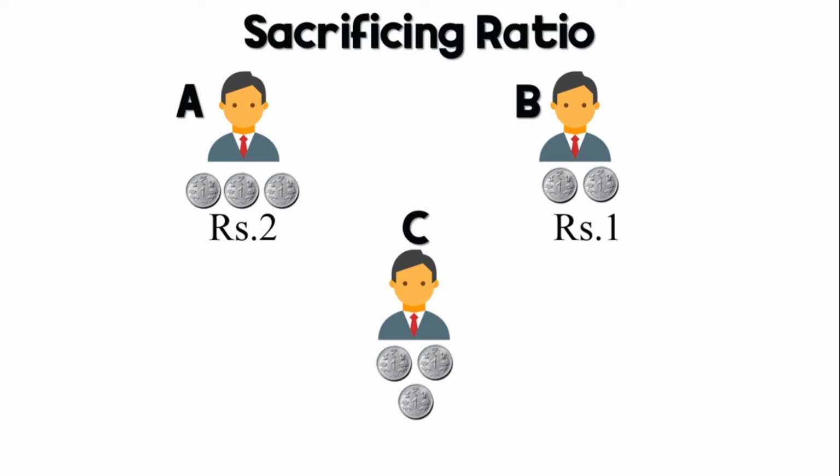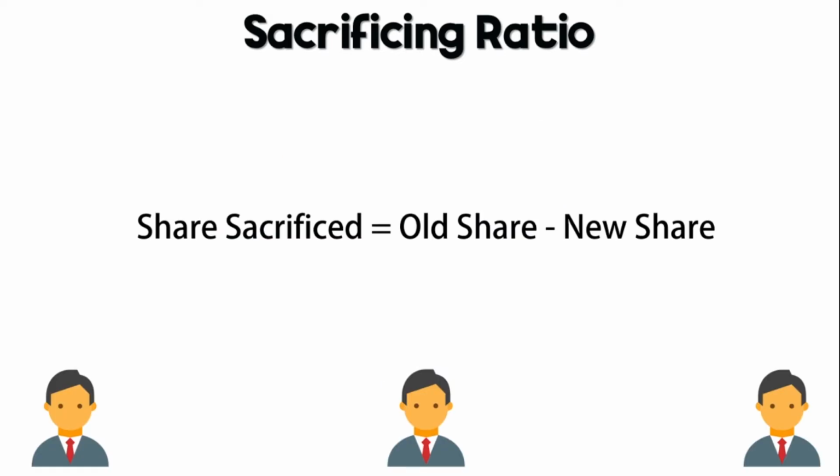If I ask you to calculate the sacrificing ratio, you need to use a formula. The formula is this: share sacrificed is equal to old share minus new share. By using this formula, you can find the sacrificed ratio or sacrificed share. So we'll solve our problem based on this. We'll get to know how sacrificing ratio will be calculated. So let's jump into the problem.